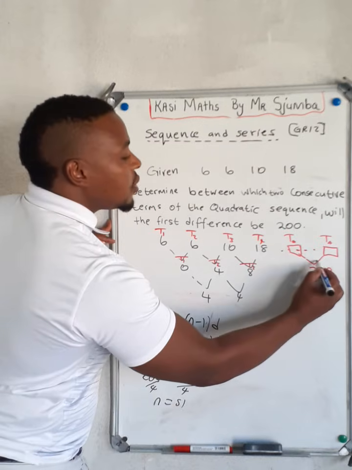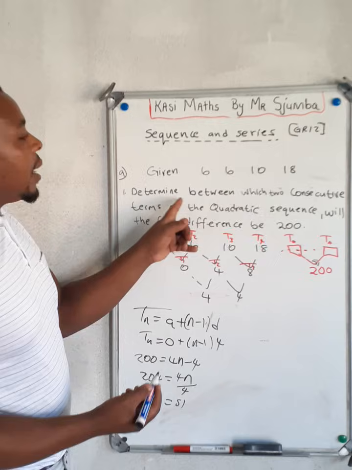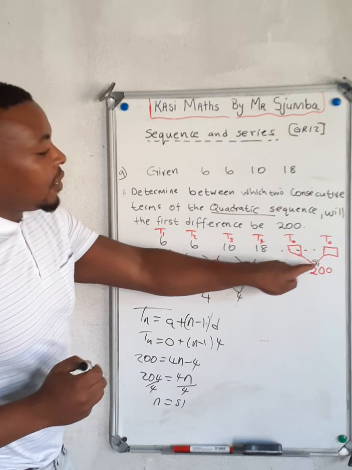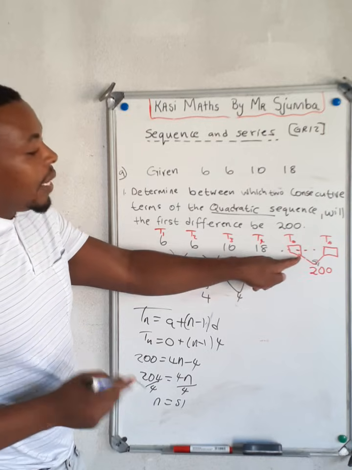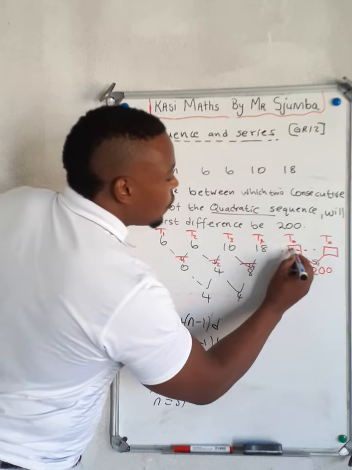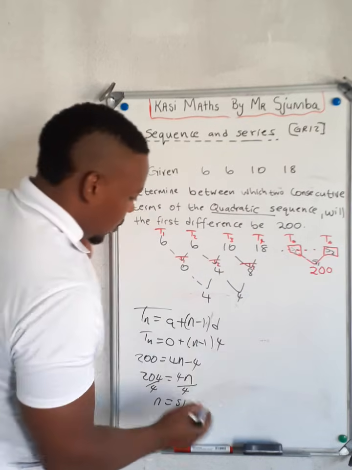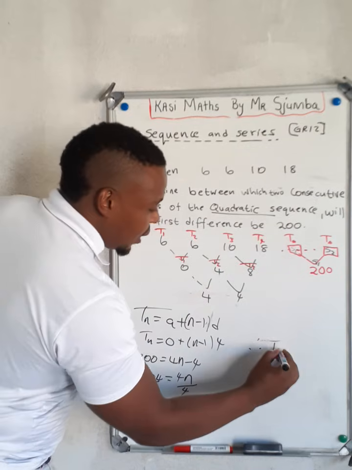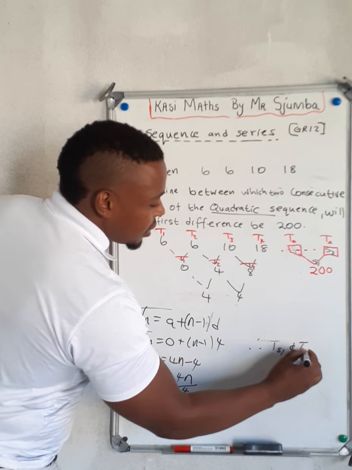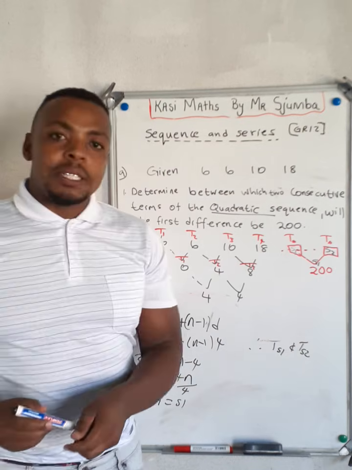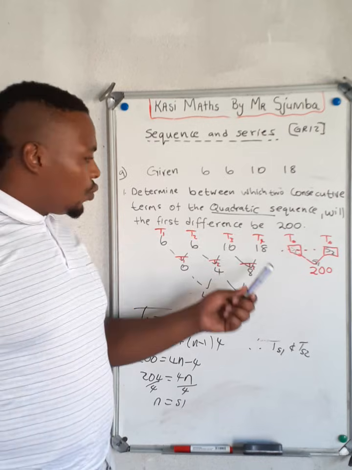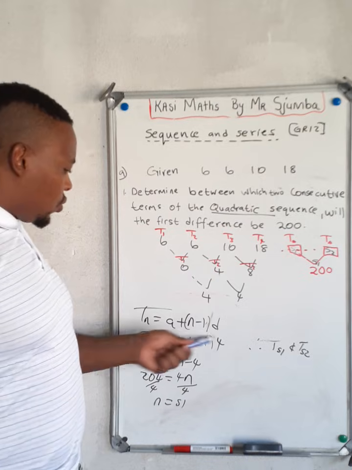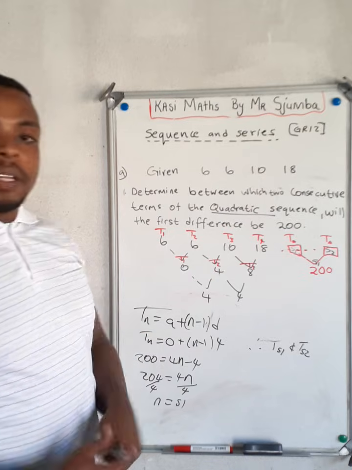So 200 is in position 51. But the question is between which two consecutive terms of the quadratic. So if this is position 51, it means it's between term 51 and term 52 of the quadratic. Therefore, 200 is between term 51 and term 52 of the quadratic. So you shouldn't use the quadratic equation, but you should use the general equation of an arithmetic sequence.